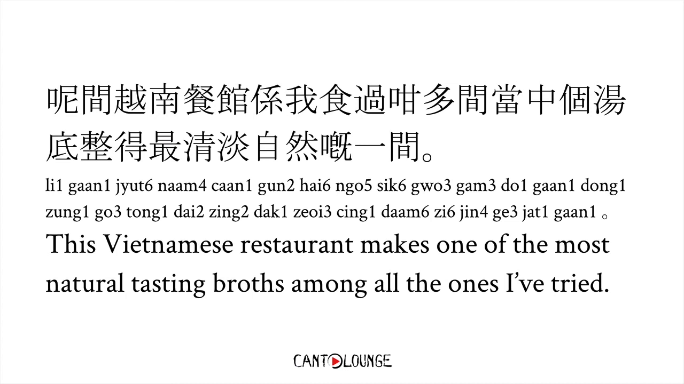So the entire sentence reads 呢間越南餐館, so this Vietnamese restaurant, 係我食過咁多間當中, is, out of all of the restaurants I've eaten before, 個湯底整得, so the soup, where the soup is made, 最清淡自然嘅一間, the lightest, in terms of not heavy, in terms of flavor, and the most natural. Okay, so the entire thing reads, the Vietnamese restaurant makes one of the most natural tasting broths among all the ones I've tried.